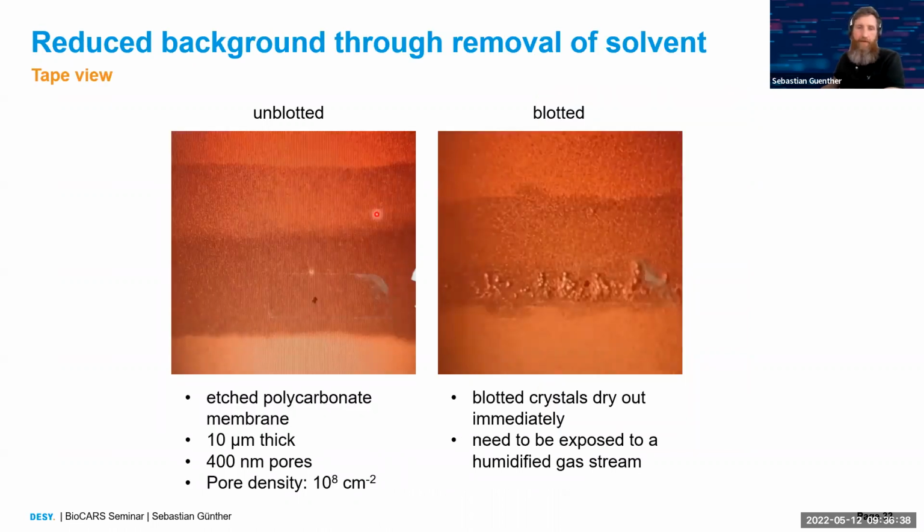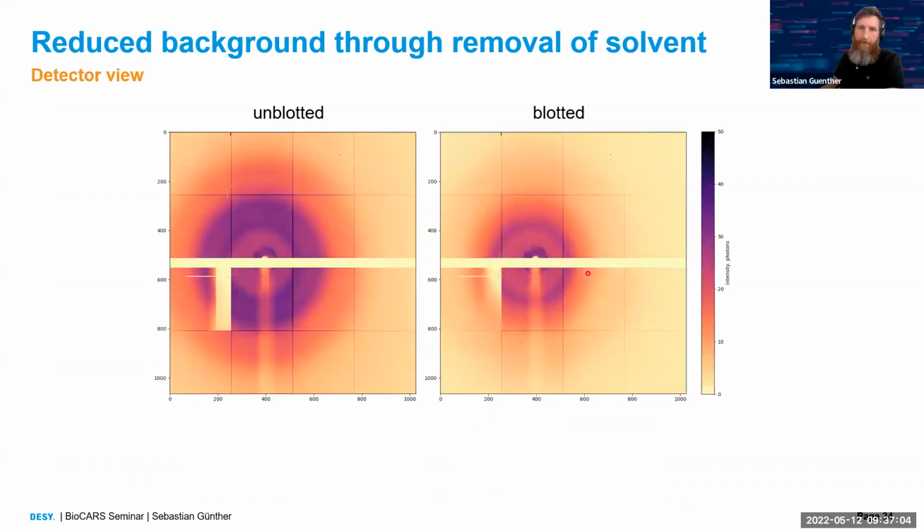So this is a view of the perforated tape. So this is the unblotted stage. You see a rather broad distribution of the liquid, while when you blot it, this is much narrower, and you can clearly see now the crystals aligning here at the bottom. Of course, now the crystals are prone to drying, and you need to provide humidified air, or gas, to prevent them from drying. This is now how the unblotted and blotted tape looks on the detector, and you can clearly see a much higher background here.